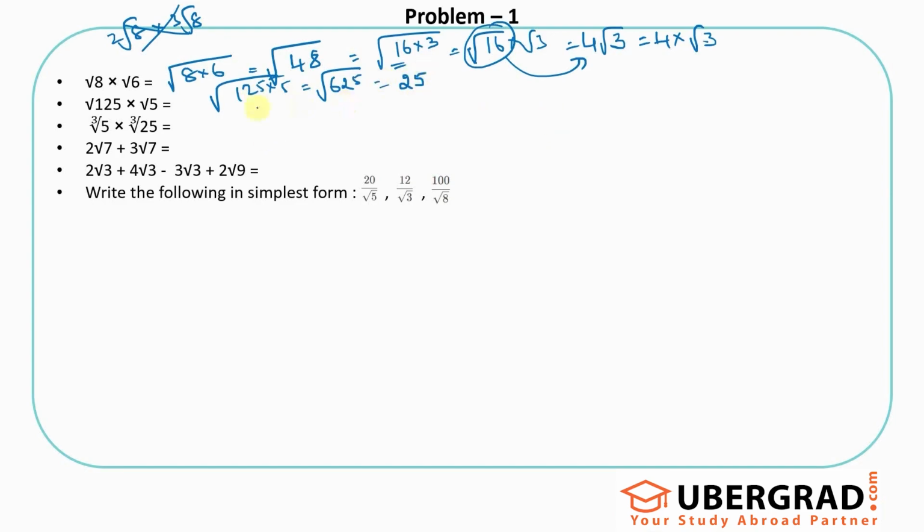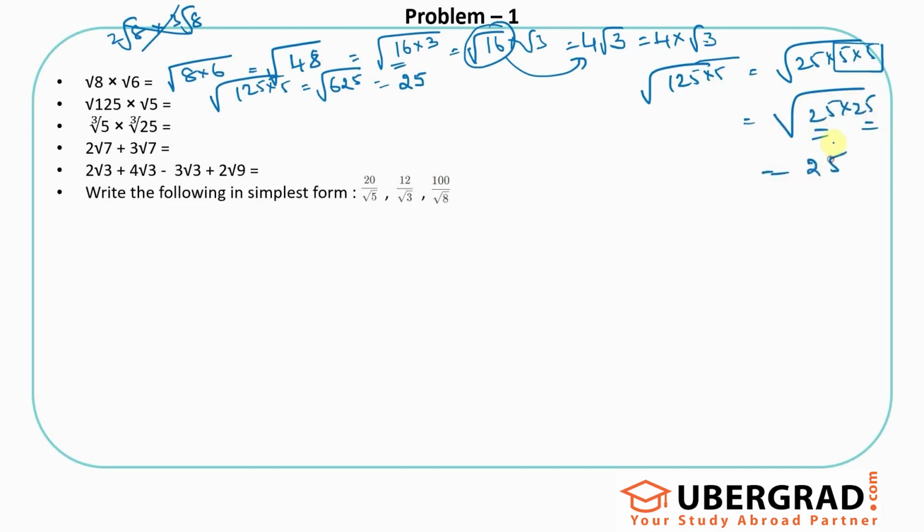Another way to do it is this: root of 125 into 5, I am getting it inside. 125 can be written as 25 into 5 into 5. If I multiply this, that will be 25. So root of 25 into 25. So square root of the same numbers multiplied 2 times is going to give me 25.